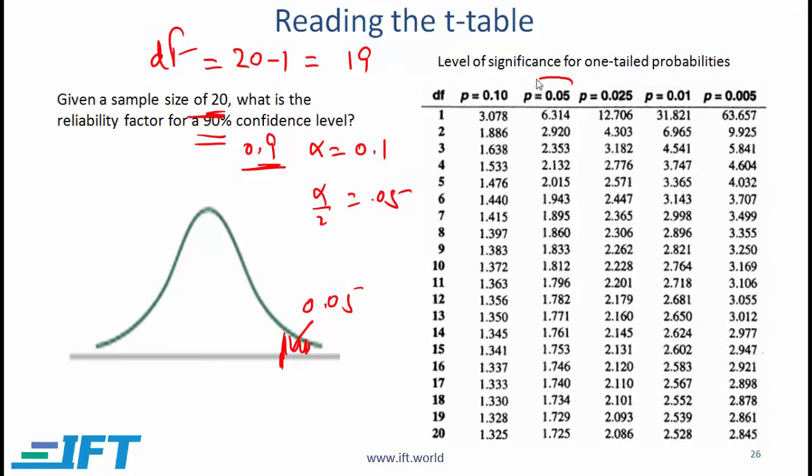So if the one-tailed probability is 0.05, you read that off the top row, and then you also need the degrees of freedom, which equal 19 for our case. So degrees of freedom 19, probability 0.05. So you have 1.729. So this number is 1.729.